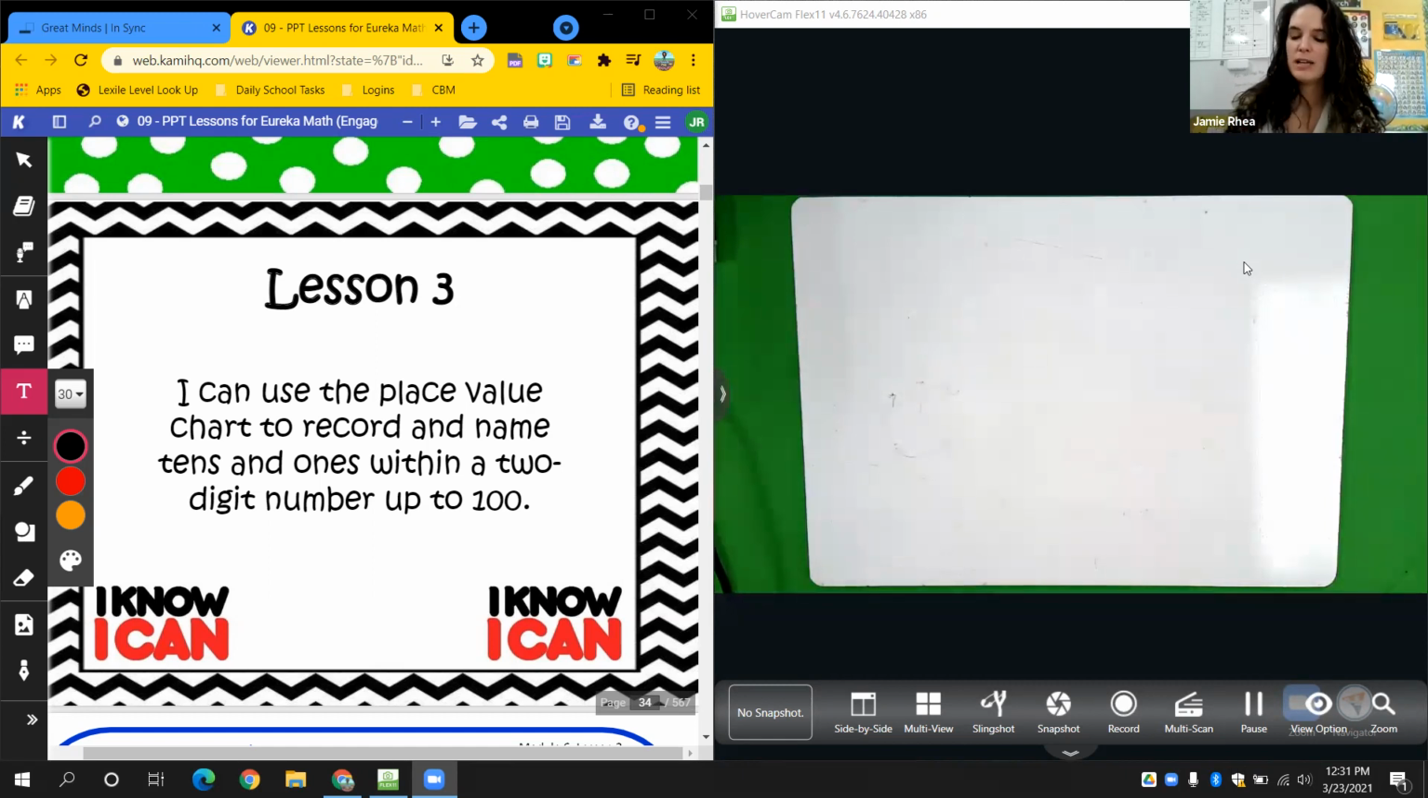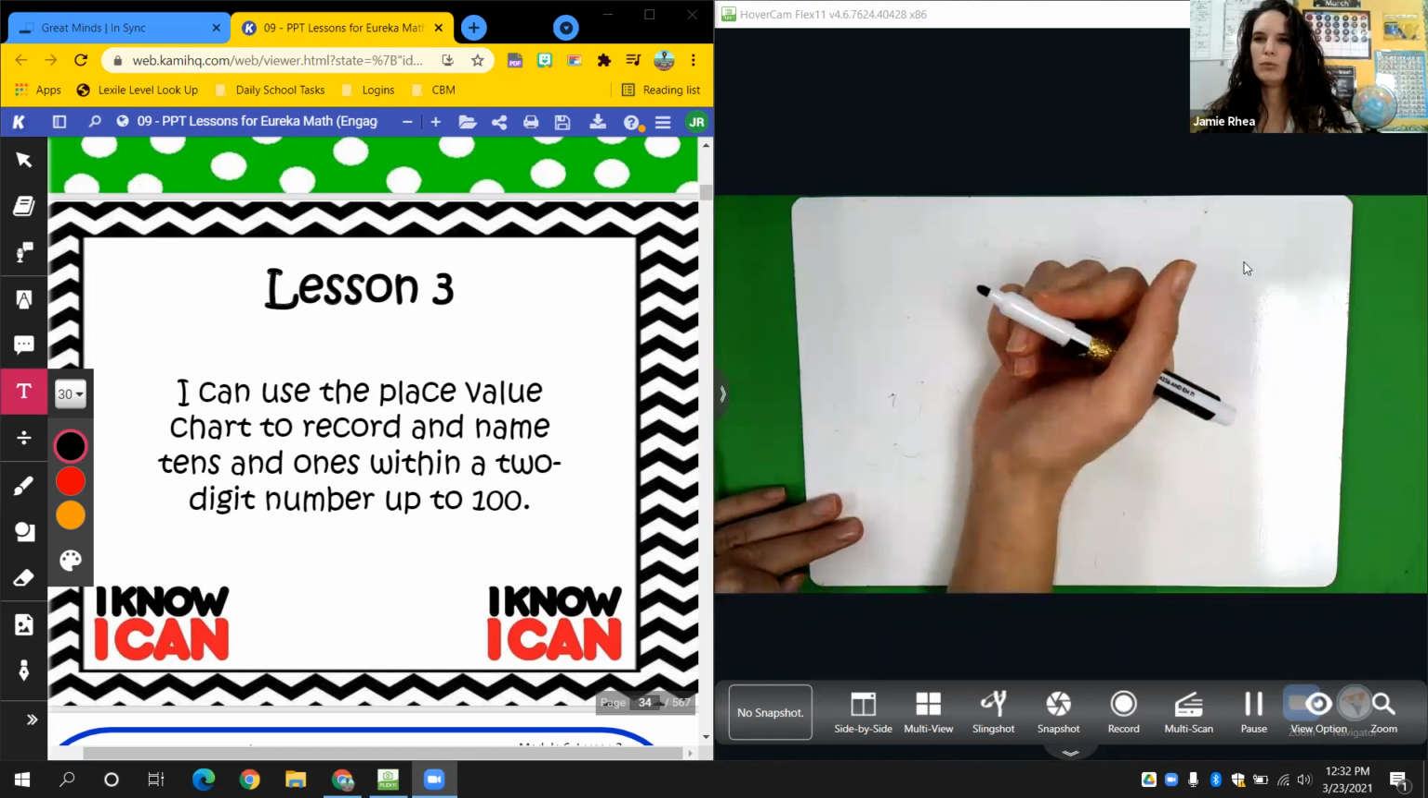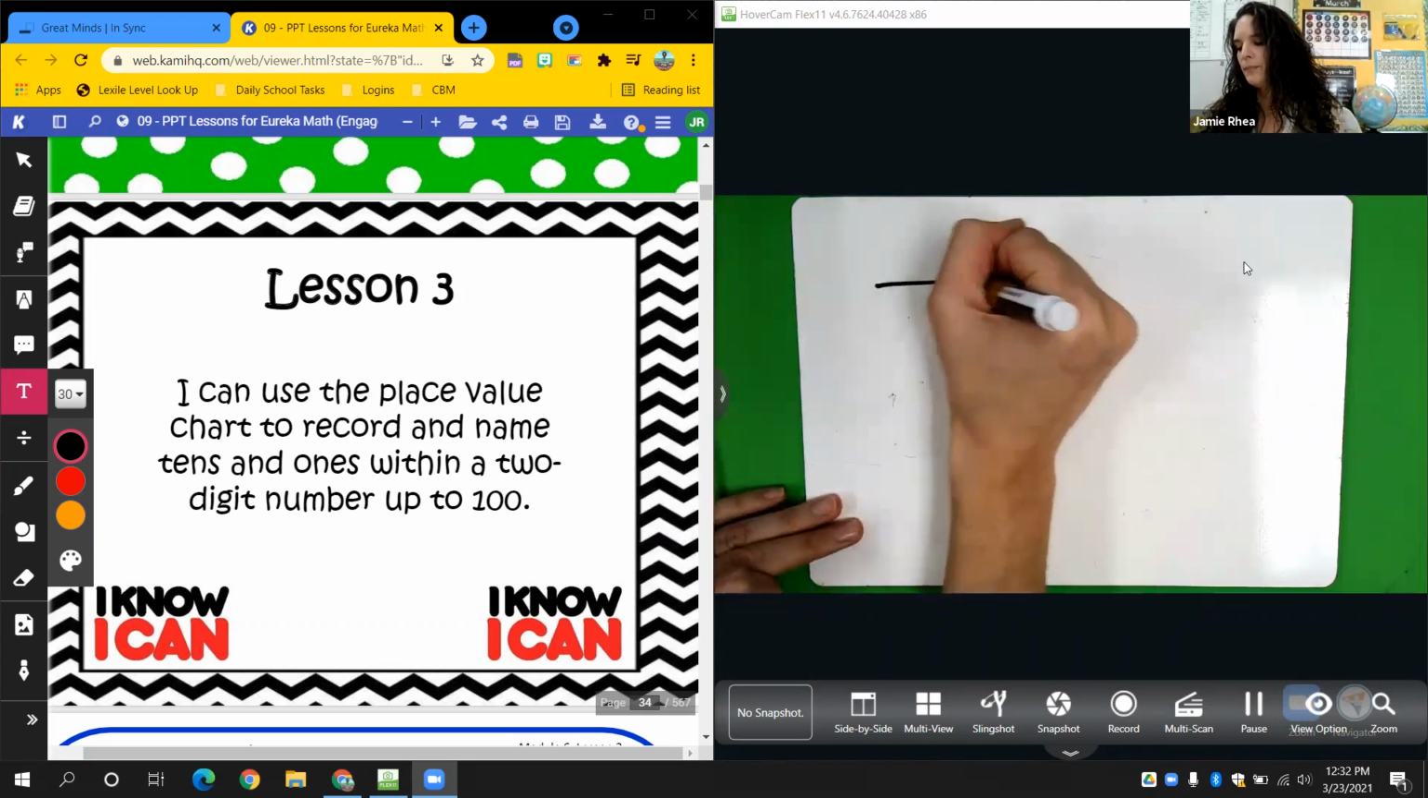to 100. Now, in your assignment today, I'll have to double check, but I think I put a template in your Google Classroom for a chart with tens and ones. So if you have access to a printer, you can print it out. If you don't, here's what it's going to look like.